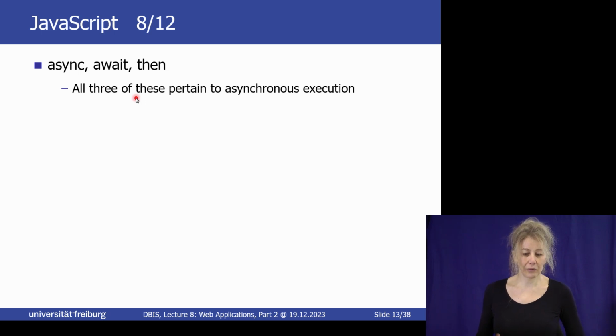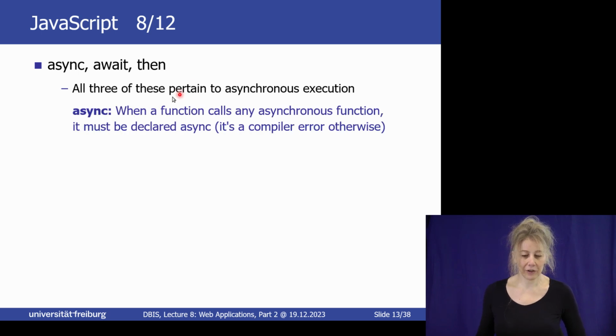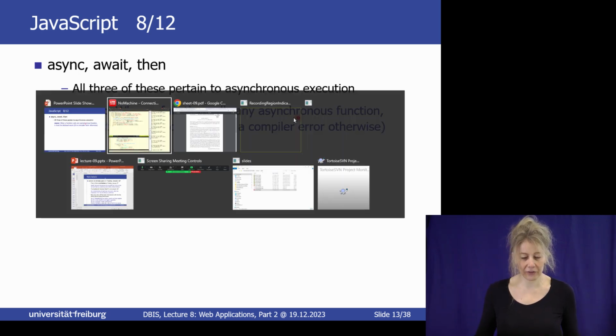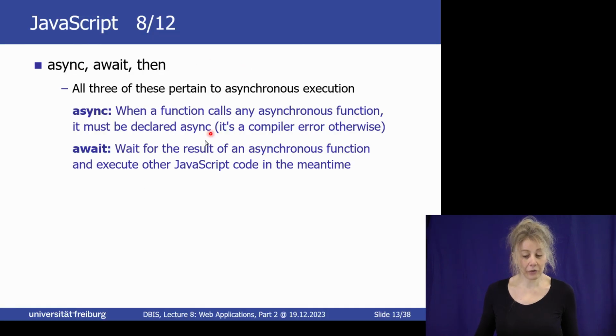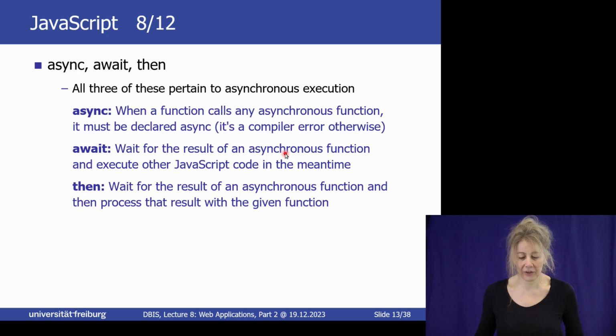And now these are the keywords which are important: async, await, then, if you don't want to use callbacks. Async means this is a function which might spend time elsewhere and just wait. So you must declare it async. We got an error if this was not async. Await means, as I just explained, wait and do other stuff in the meantime if you want, or do nothing in the meantime. And then also belongs to this.